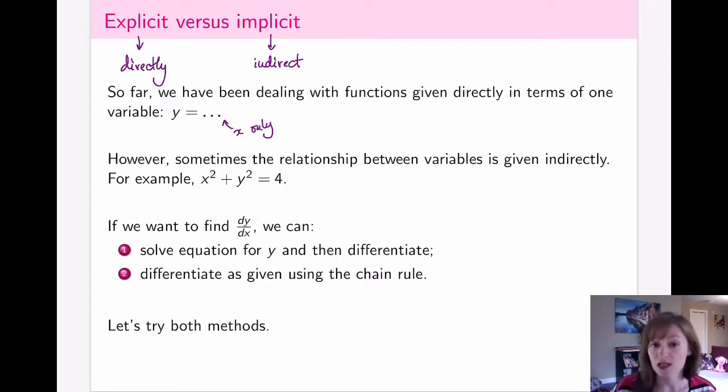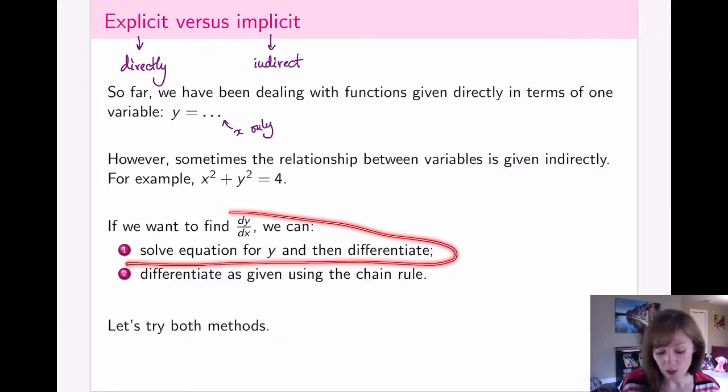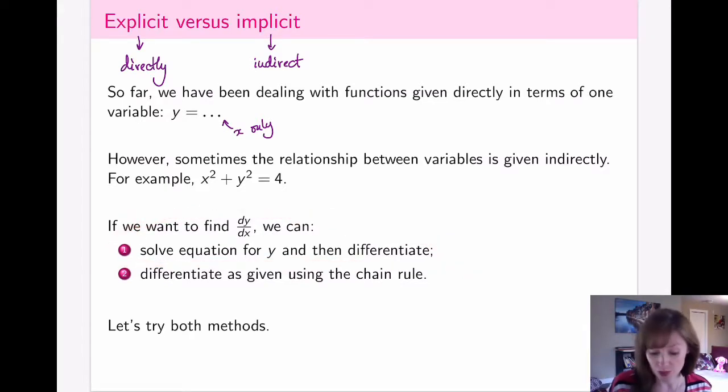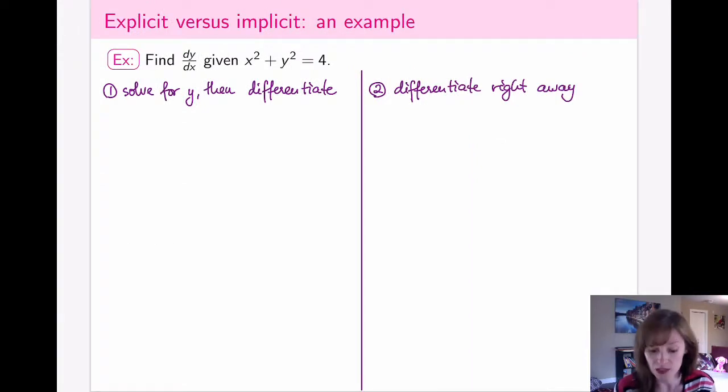So this is what we will call implicit differentiation: taking the derivative of a relationship like this without knowing the exact expression for y. We can always try to take the problem and reduce it to the previous one. So if we can solve this for y, then we have y given to us directly, and we can apply all the rules that we already have learned about. And then we're going to learn this new technique where we will be able to skip that solving step. So let's try both methods side by side to see how they compare.